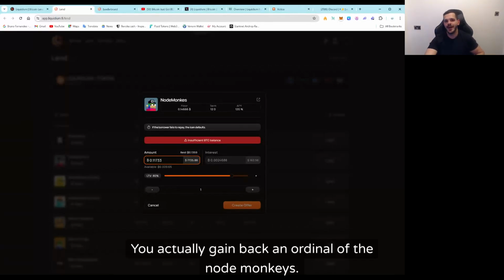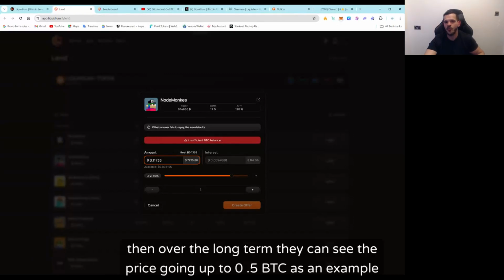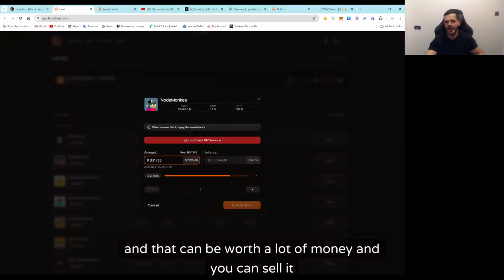You actually gain back the ordinal of the Node Monkeys. Now, some people can see that as a win-win, where they've got the Node Monkeys at a floor price, and then over the long term, they can see the price going up to 0.5 BTC as an example, and that can be worth a lot of money. And you can sell it.